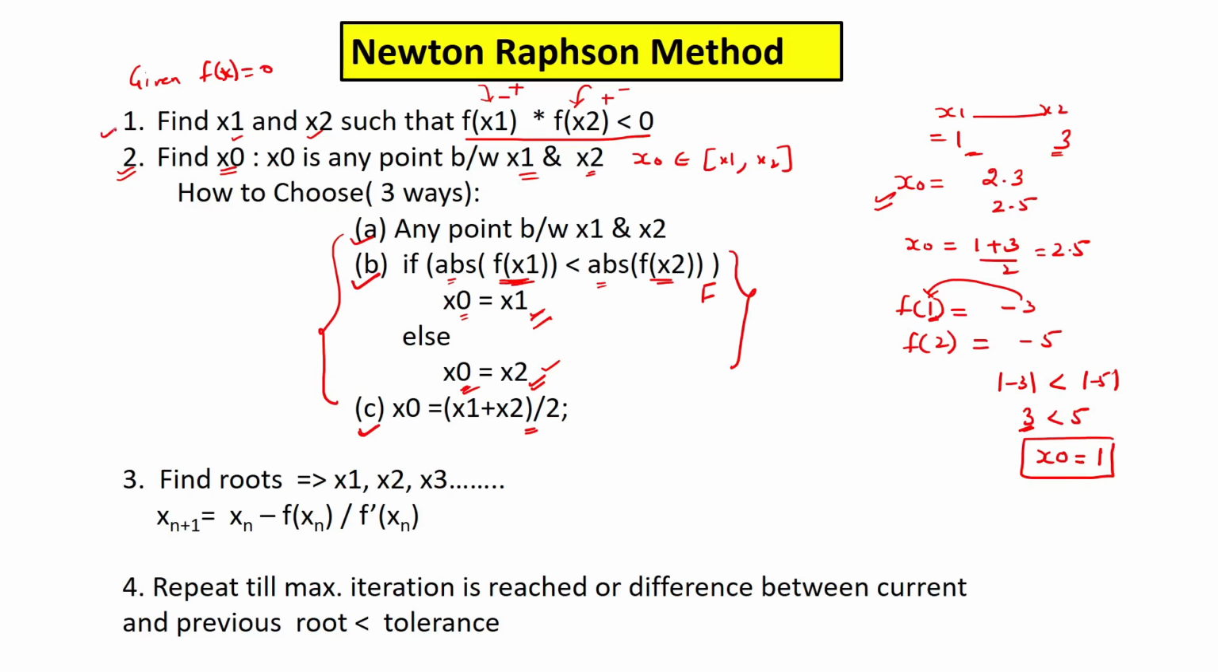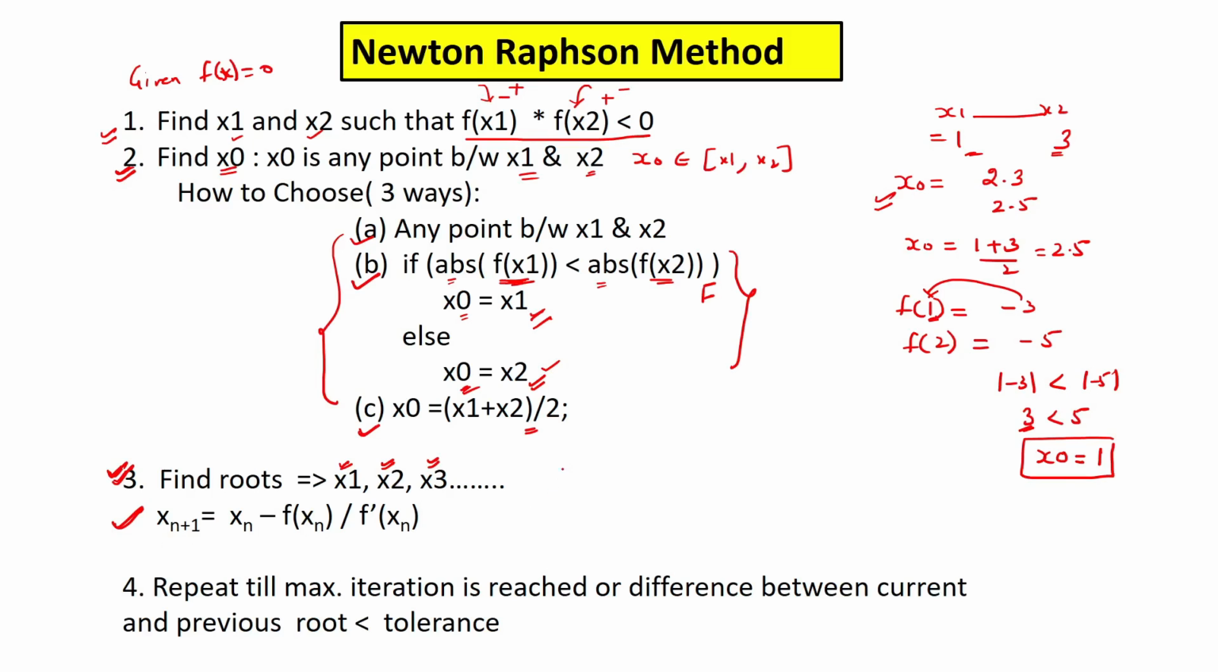So now we have found the x1 and x2, and we have found the x0 also. Now the third step says that you can now start finding the roots of the given function. So what does it say? It says you can find the root like x1, it will be the first root, then second root x2, then third root, and so on. Okay. So here, this is the general formula for the Newton Raphson method.